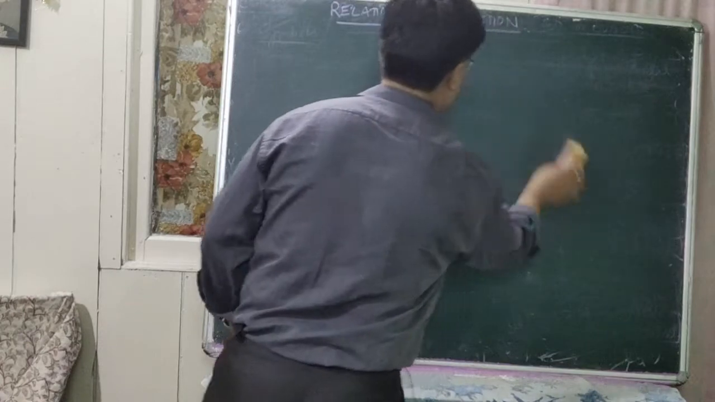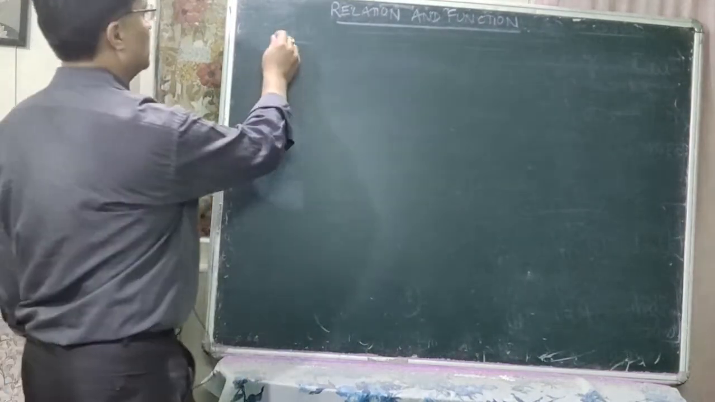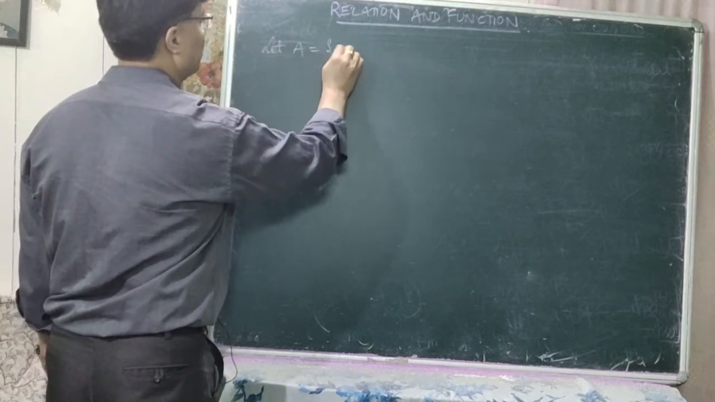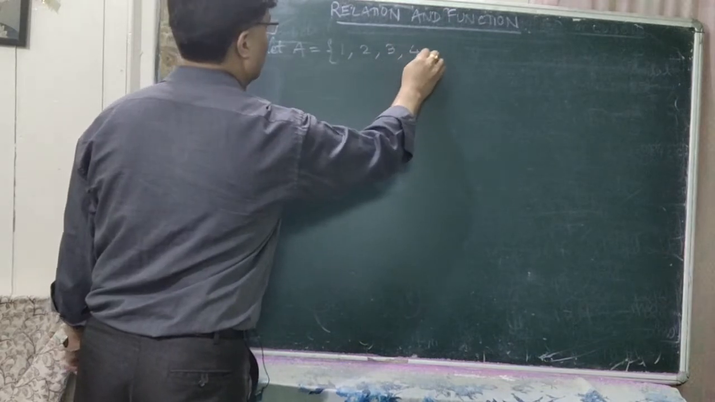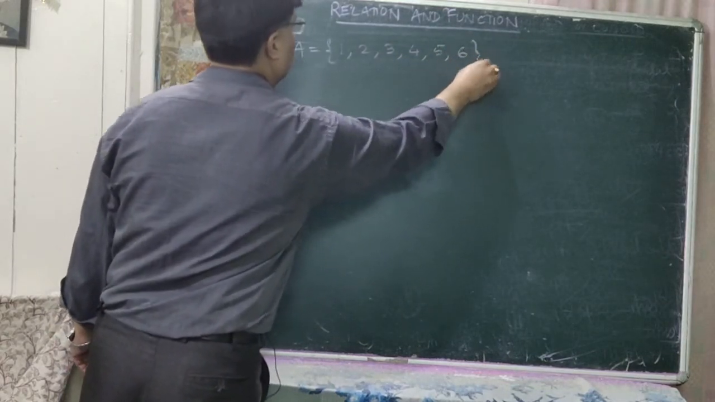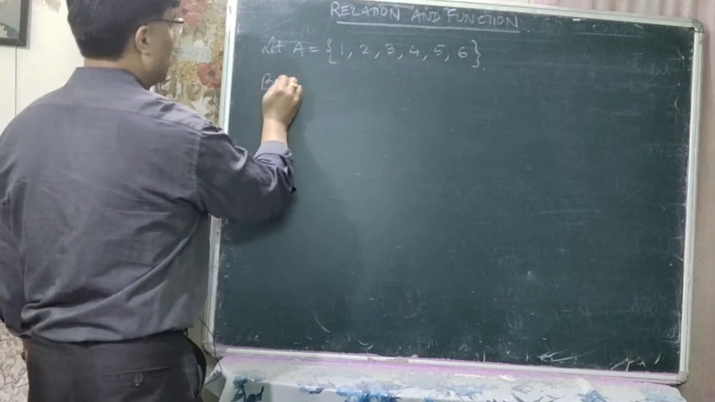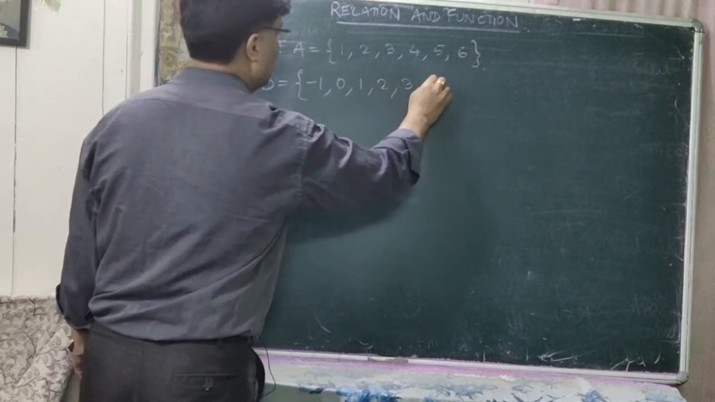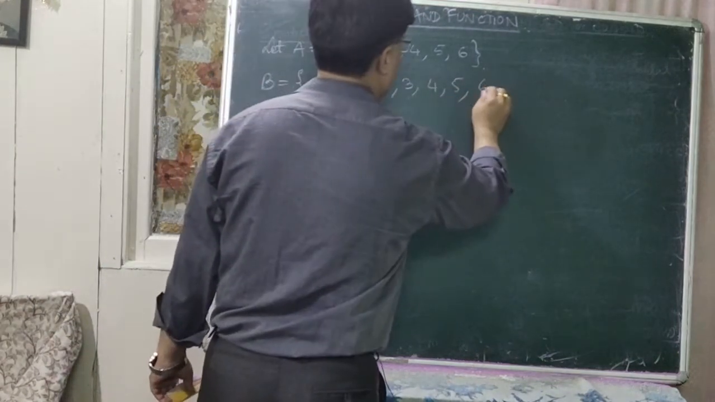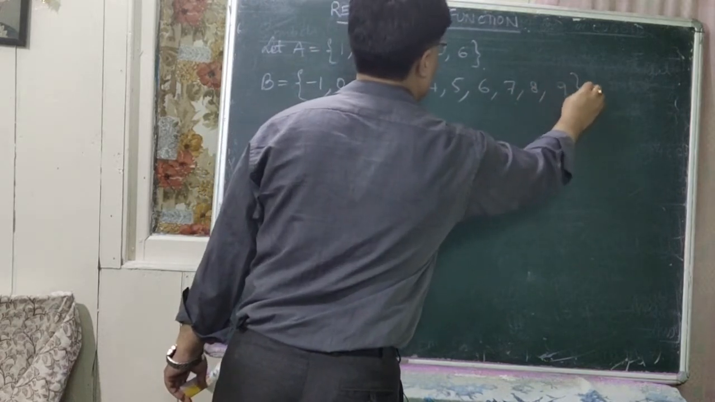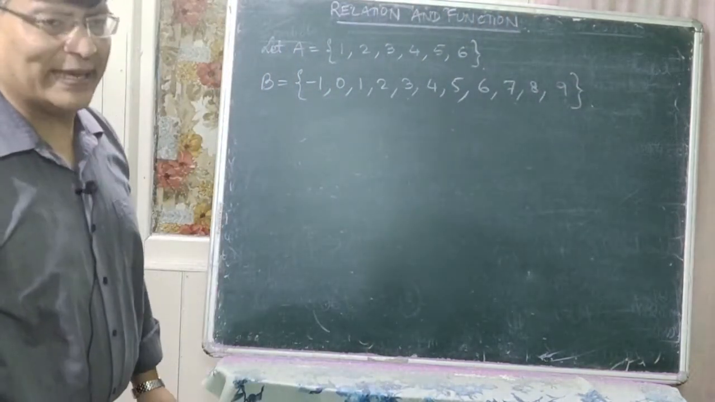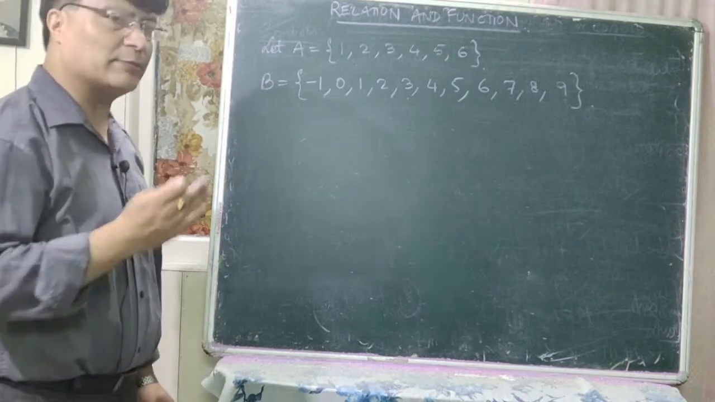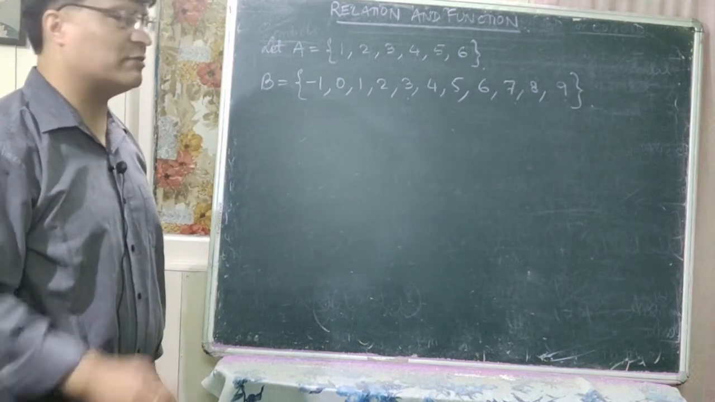So now, suppose let A is the set of numbers 1, 2, 3, 4, 5, 6, right? And suppose capital B is equal to minus 1, 0, 1, 2, 3, 4, 5, 6, 7, 8, 9, etc. So capital A is the set of numbers 1, 2, 3, 4, 5, 6, and capital B is the set of numbers minus 1, 0, 1, 2, 3, 4, 5, 6, 7, 8, 9.